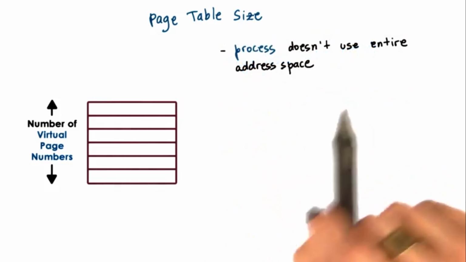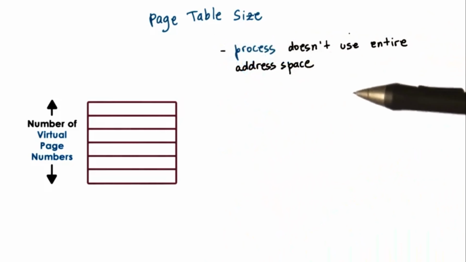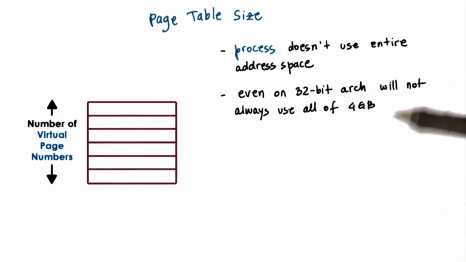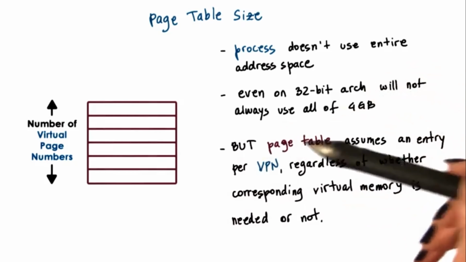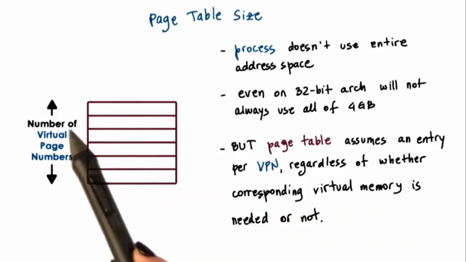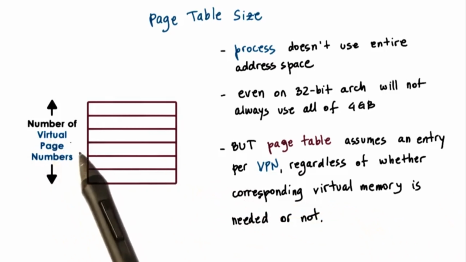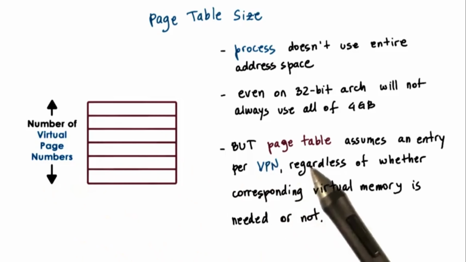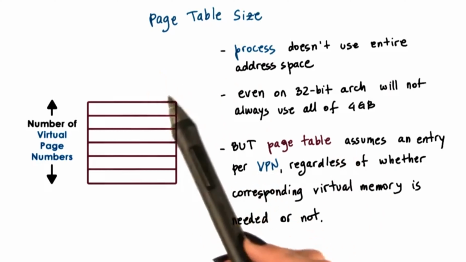Before we answer that question, it's important to know that a process likely will not use all of the theoretically available virtual memory. Even on 32-bit architectures, not all of the 4 gigabytes of virtual address space is used by every single type of process. The problem is that the page table, as we described it so far, assumes that there is an entry for every single VPN, regardless of whether the corresponding virtual memory region is needed by the process or not. So this page table design really explodes the requirements of the page table size, and what we'll do next is look at some alternatives of how to represent a page table.